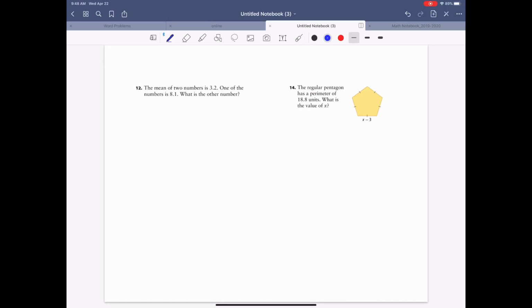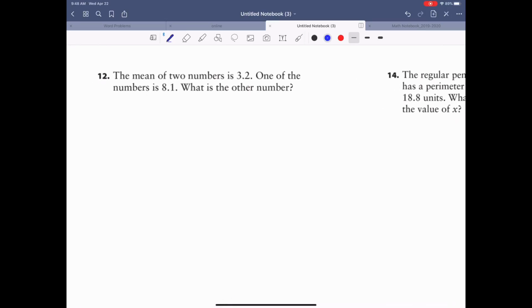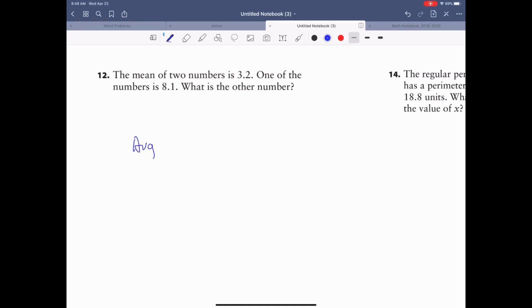Okay, so the mean of two numbers is this. One of them was the other number. Oh, this is an easy question too. It's about average. So if average like that, what does average mean? It's basically high plus low divided by 2. Okay, one of the numbers is 8.1. We don't know which one is high, which one's low, but just two numbers, whichever that is fine. What's the other number? That's x. So basically 8.1 plus x divided by 2.